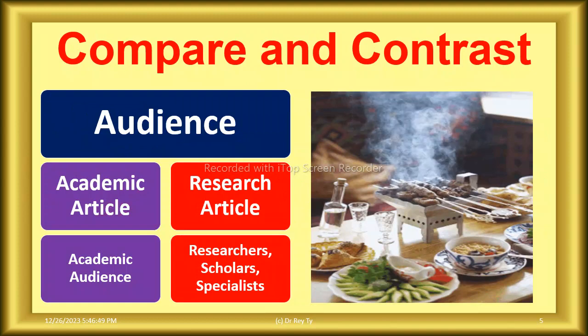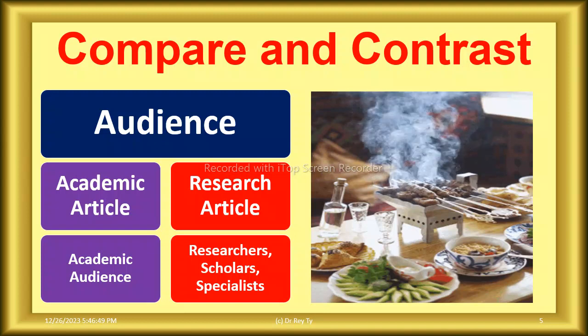For the audience, academic articles focus on an academic audience, which will be university, college, high school, classroom settings for students and instructors to read and to understand. Research articles, on the other hand, have researchers, scholars, and specialists as the main target audience.